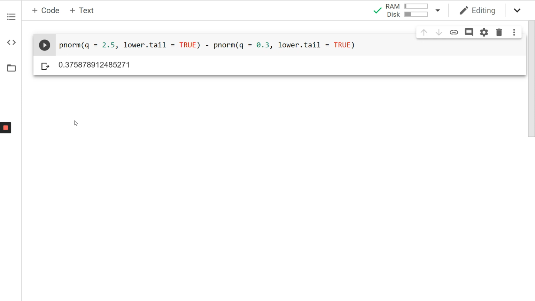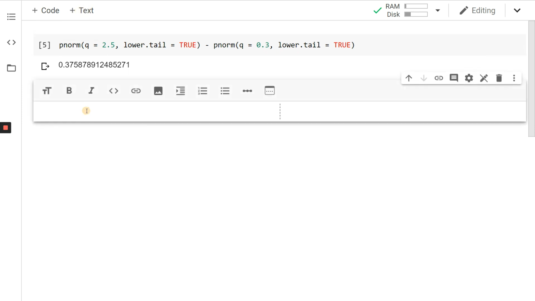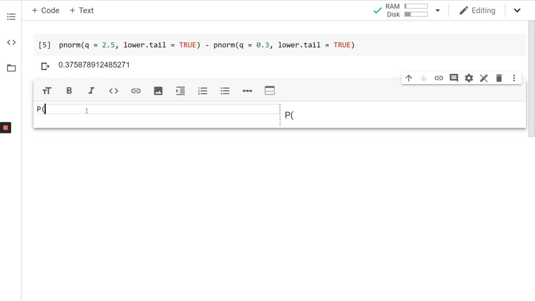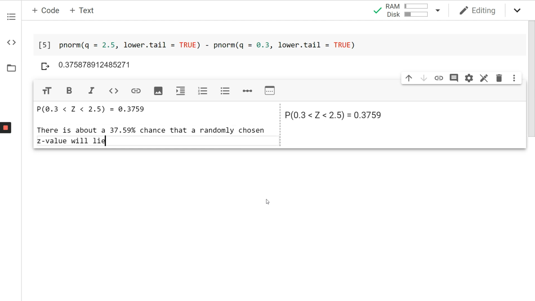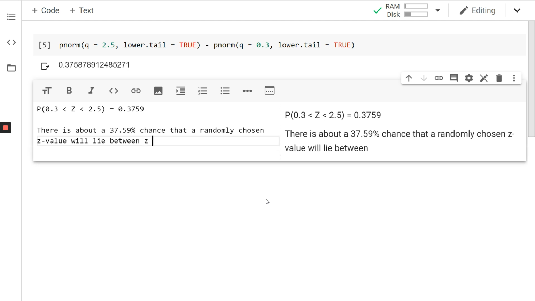And so we get this probability, which means the probability that Z is between 0.3 and 2.5 is 0.3759. So there is about a 37.59% chance that a randomly chosen z-value will lie between z equals 0.3 and z equals 2.5.